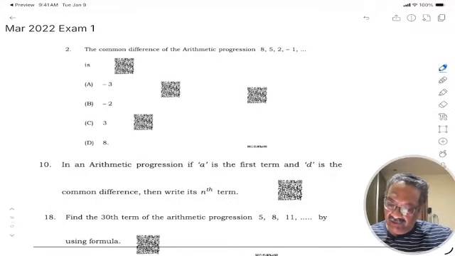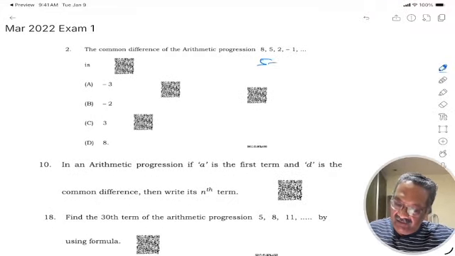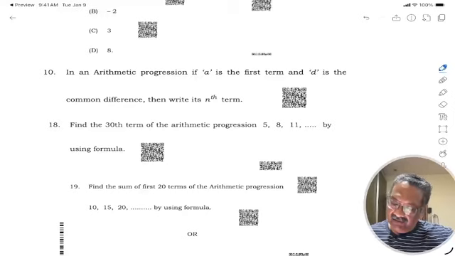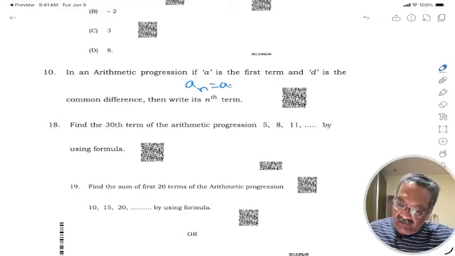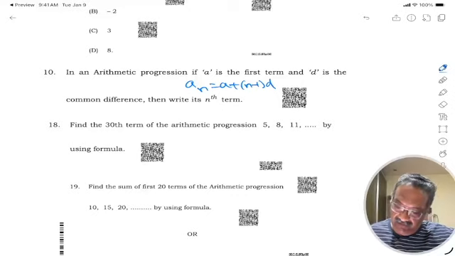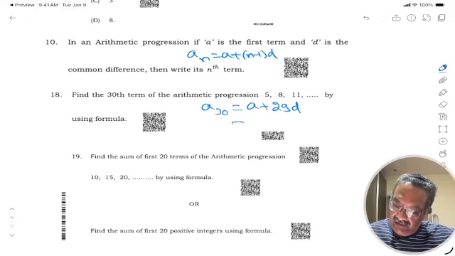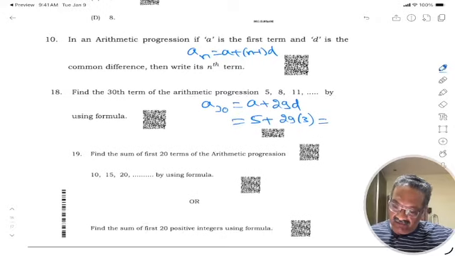Next, common difference is 5 minus 8 is equal to minus 3. If A is the first term, D is the common difference, nth term An is equal to A plus n minus 1 D. Find the 30th term. A30 is equal to A plus 29D. A is 5, D is 3. So you can solve this.